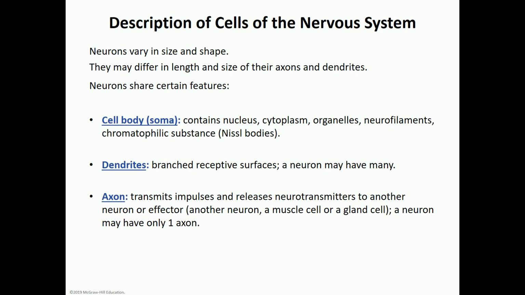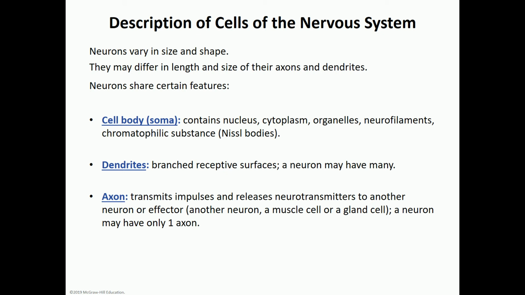So let's take a look at what the neuron looks like. Okay, they are very different in their size and shape. Some are longer than others. Some have more dendrites than others. And if you're not familiar with what a dendrite is, we will be in a minute. But they generally share these features.